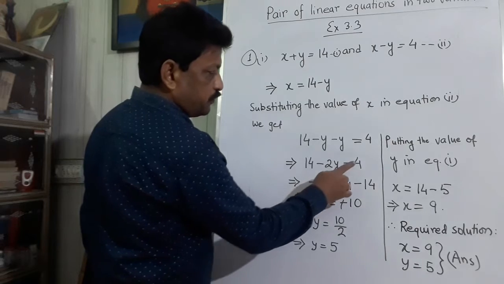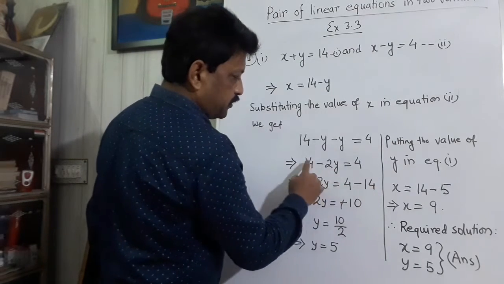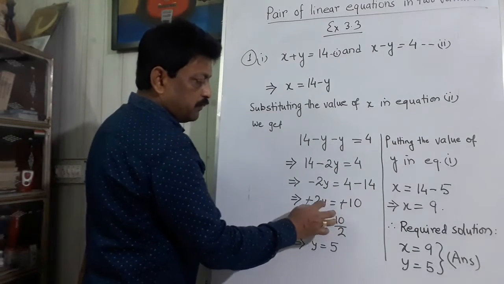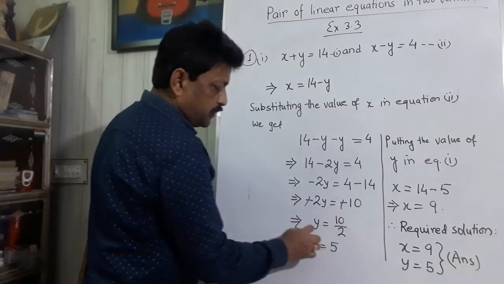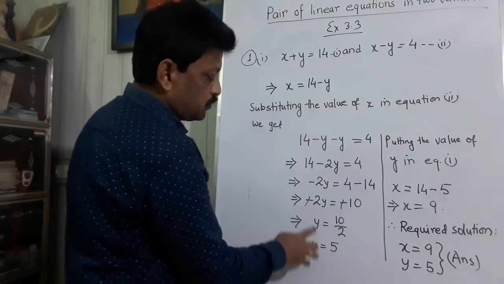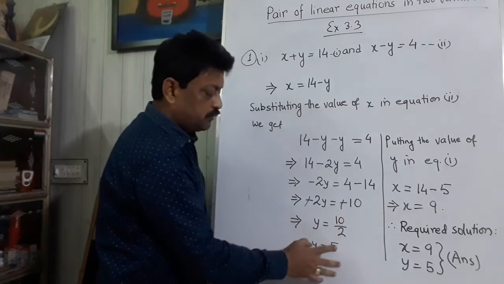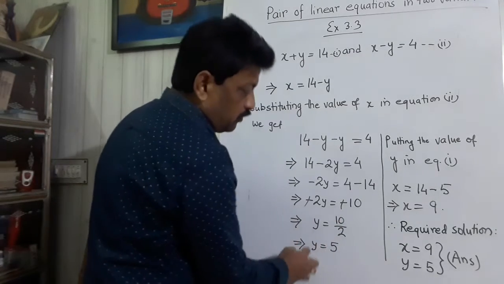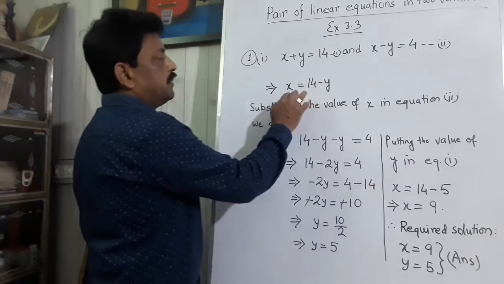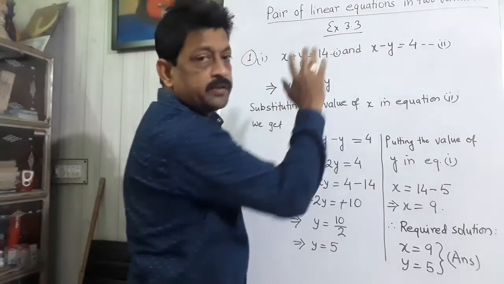Then minus 2y equals 4 minus 14. The 14 will go that side. So it will become minus 2y equals minus 10. Then minus minus will be cancelled. So y equals 10 upon 2, that is 5. Then this value of y is again replaced in equation 1. You can replace in equation 2 also.